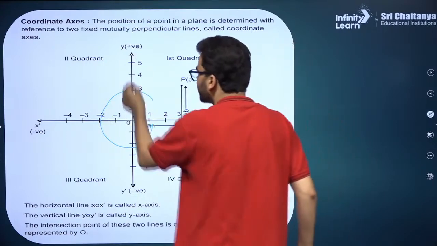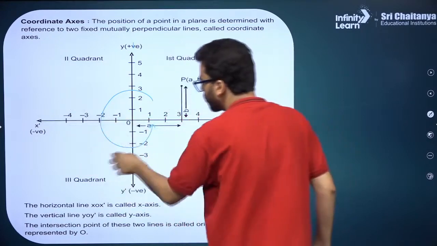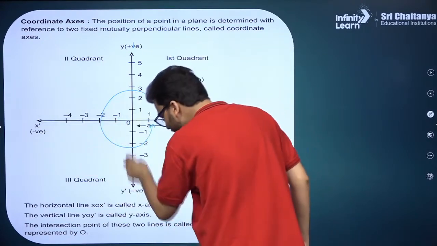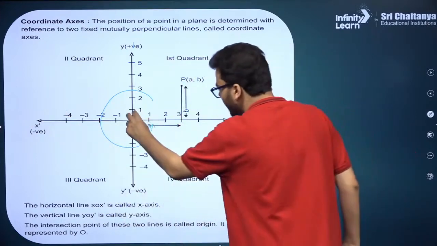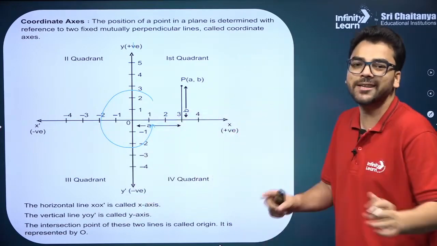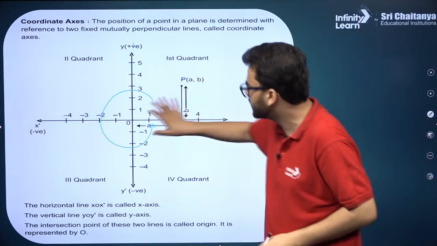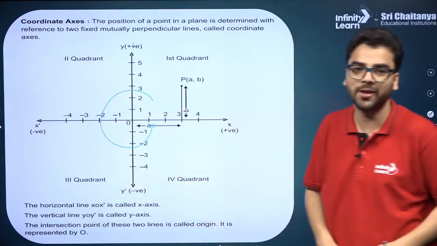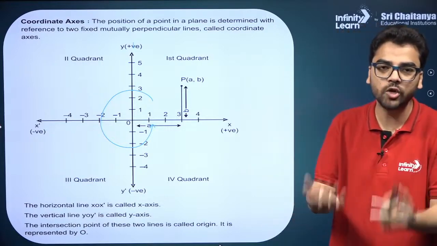Second quadrant is the region between the positive y-axis and negative x-axis. Third quadrant is the region between the negative x-axis and negative y-axis. Fourth quadrant is the region between the positive x-axis and negative y-axis. It cannot change. There is no reason why this is first, why second, why third, why fourth. This is just a convention invented by human beings.